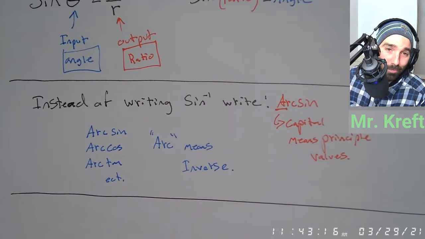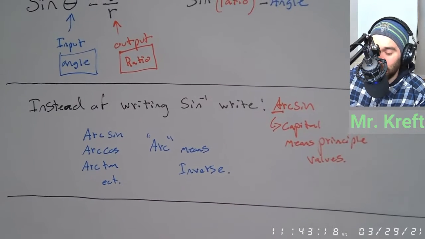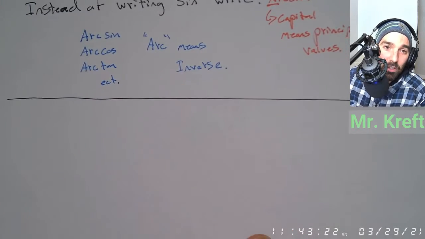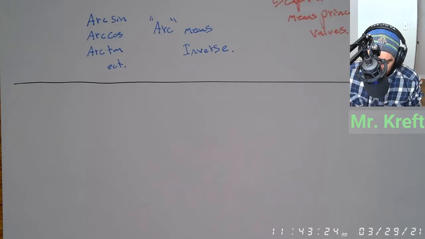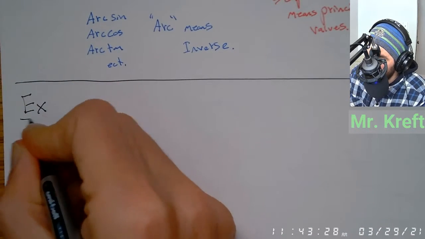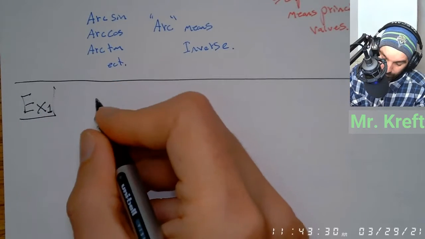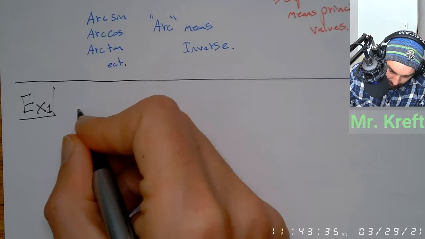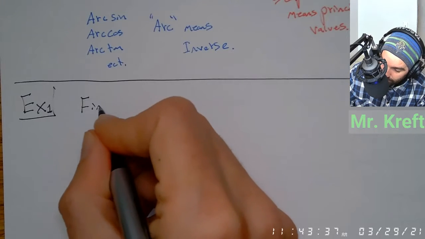We're not going to be sketching it because we're all online and Desmos does that. But what we are going to do is evaluate using the unit circle. So let's do an example of evaluating. Here's example numero uno. We're going to find the exact value.